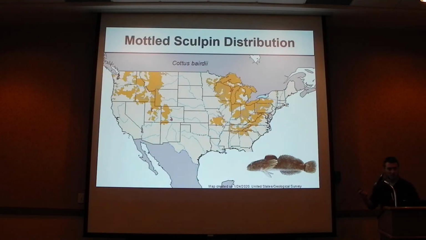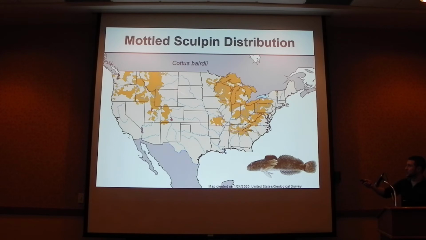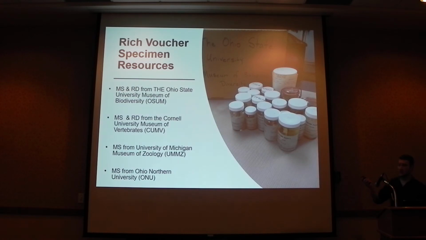And this is just to show you a general idea of the populations of mottled sculpin in the U.S. and then rainbow darter. So this is the geographic region I would like to cover, but obviously that's a headache. So I stuck with the Ohio, Pennsylvania, and New York corridors here. And to do that, I didn't collect any live fish. I used the rich voucher specimen resources at a number of different institutes.